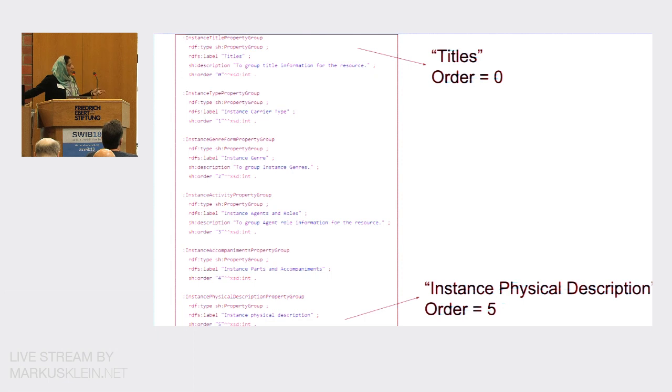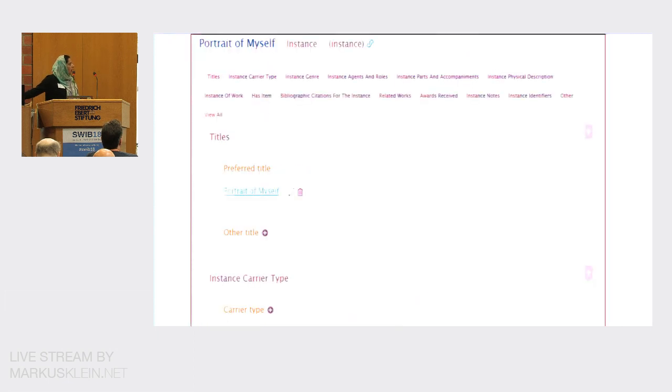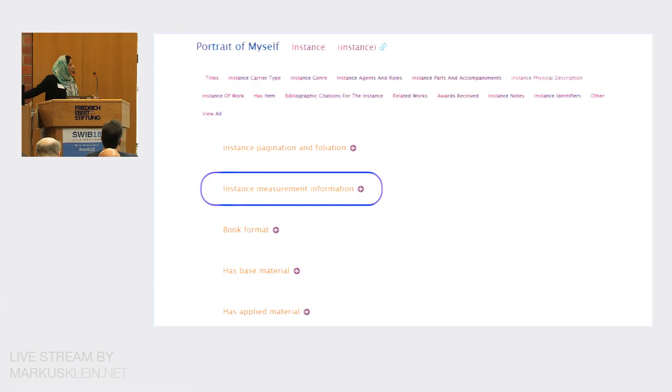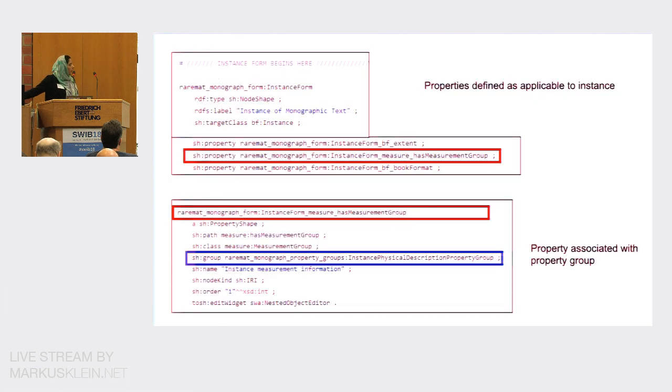And so we take the SHACL, we do our little querying magic and translation magic, and when we generate the configuration, the application says, oh, I know what you're talking about. You want these property groups with these labels in this particular order, and you want these particular properties in those groups. So each of the tabs is a property group. They're ordered the way that you see in SHACL. If I click on instance physical description, I want to get this. I want to get the properties I've defined in that group.